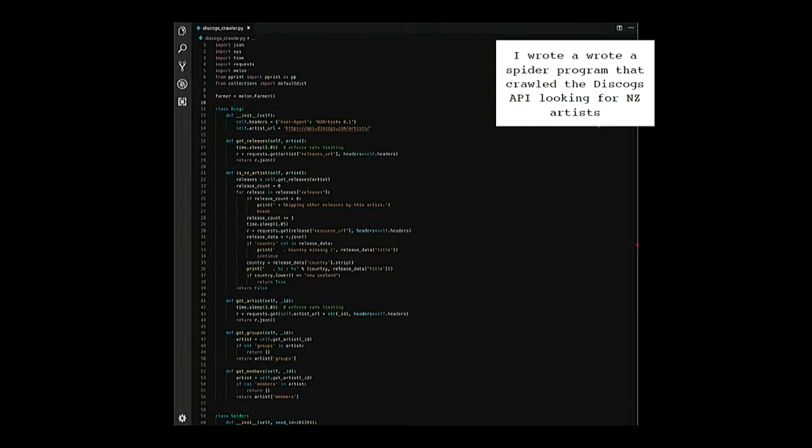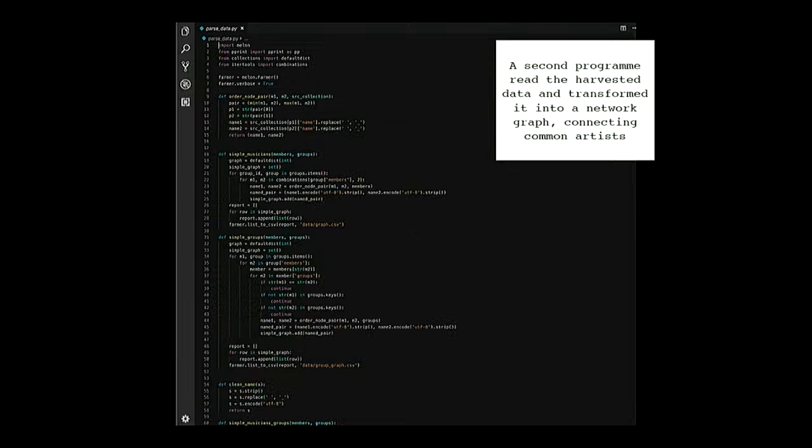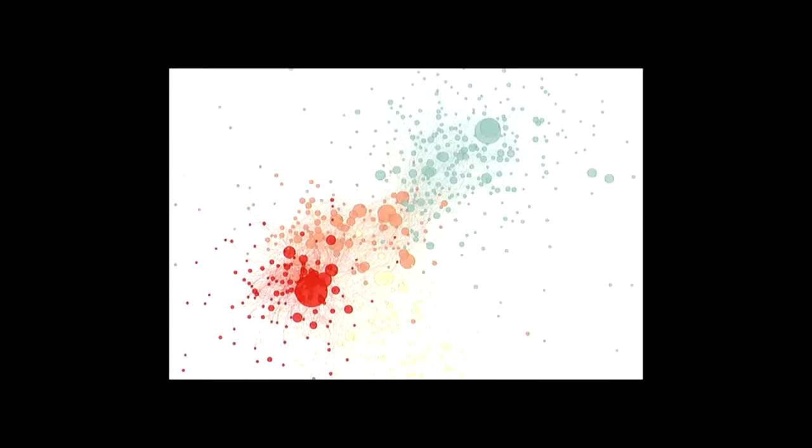It crawled across it, collected all of those artists, downloaded the web pages and looked at the semi-structured data behind it. Then I wrote a second program that took the harvested data and transformed it into a network graph that connected all of the artists that are in common. This is just a screenshot of one of those. Every circle here is a different artist, and all of the lines are coincidences between them.